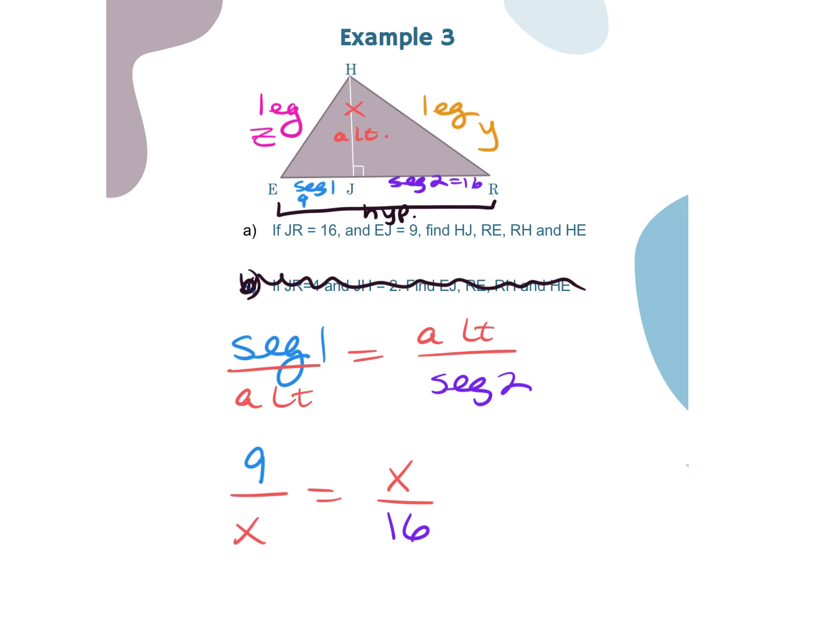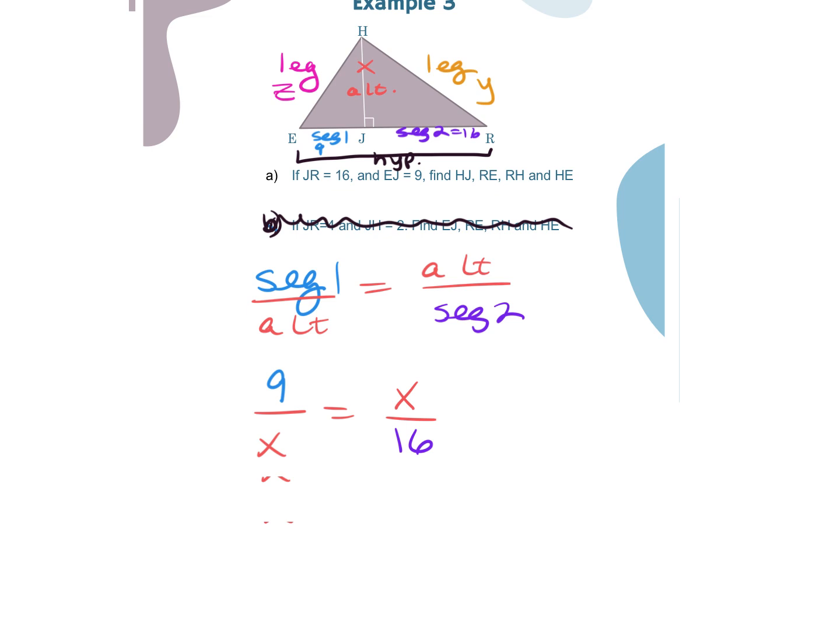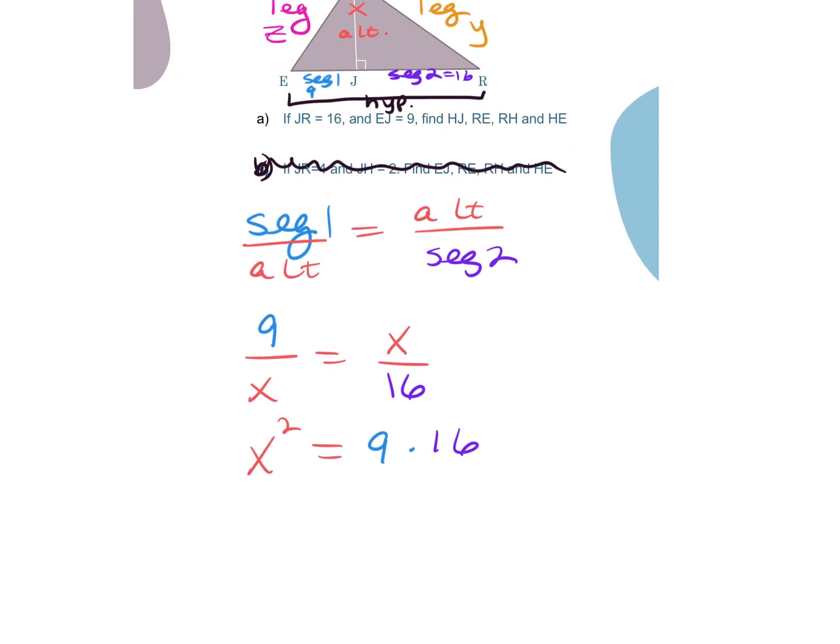So now I need to solve the proportion. I'm going to multiply X times X, and I get X squared. And then I'm going to multiply 9 times 16. Now, you could go ahead and multiply it if you want. Notice they're both perfect squares. This is going to give me 144. And then when you do this on your calculator and you square root it, you get X equals 12. And remember I said X was the altitude, which in this picture is my HJ. So HJ here is 12.